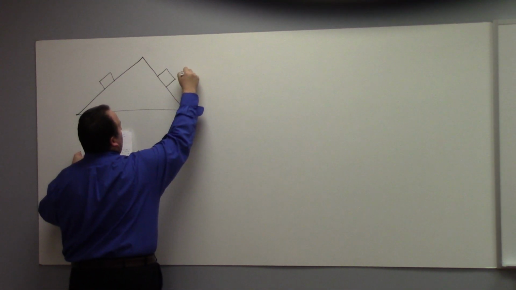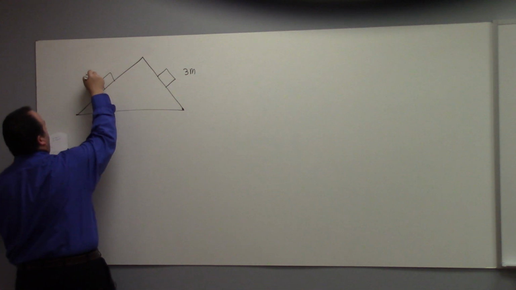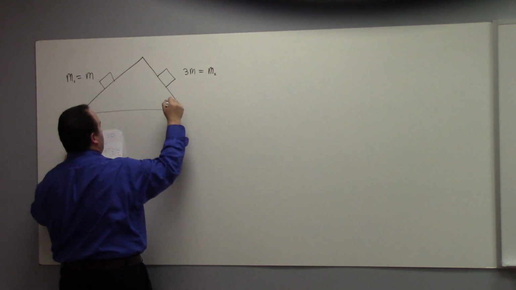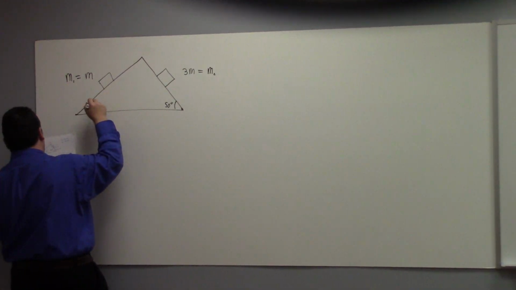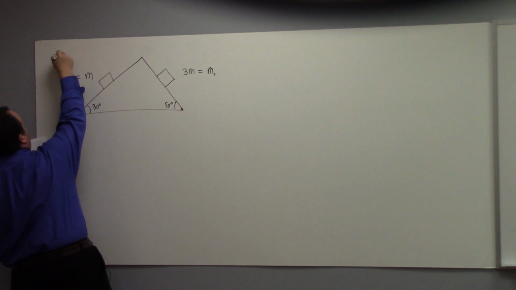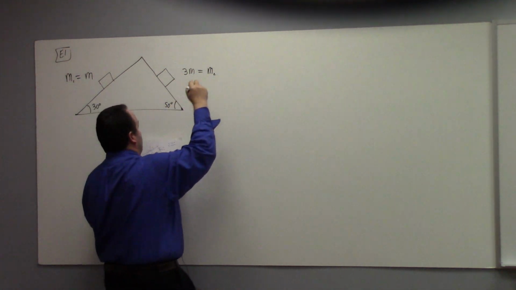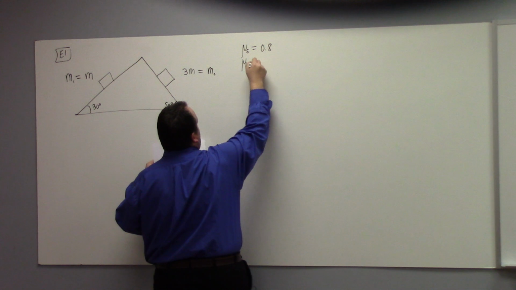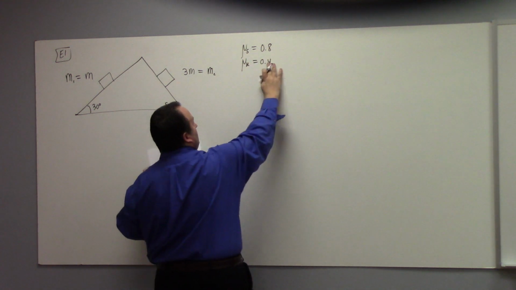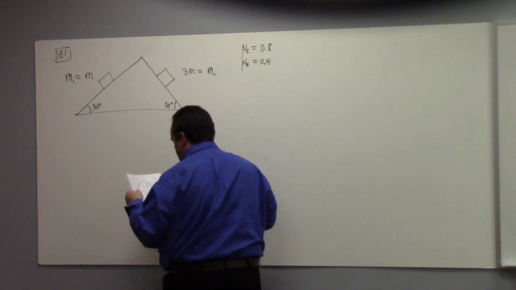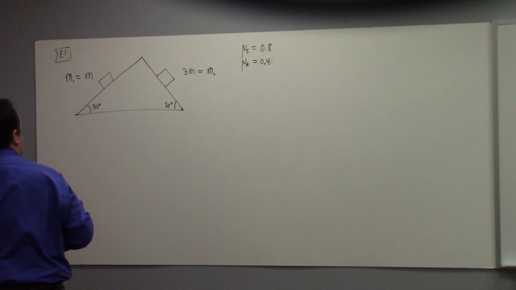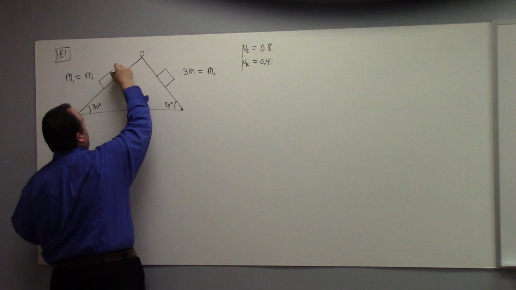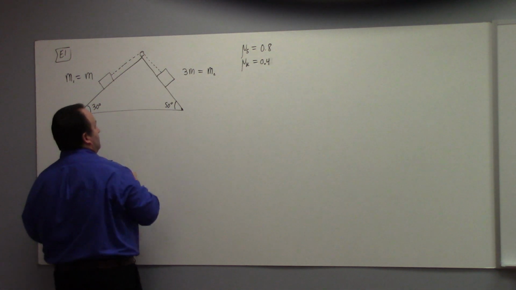So here we had 3m, over here we had m1, 3m was m2, this was 50 degrees, and over here was 30 degrees, and I had that the coefficient of static friction was 0.8, the coefficient of kinetic friction was 0.4, I believe. Is that right? Okay. Now, there's a pulley here, right? And you've got the rope connecting these like so.